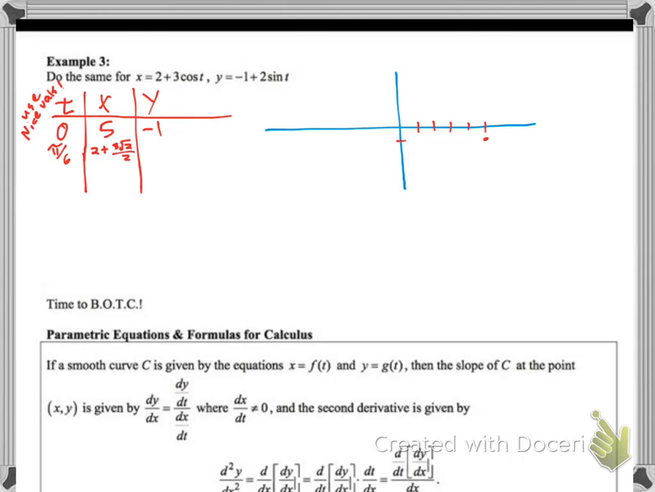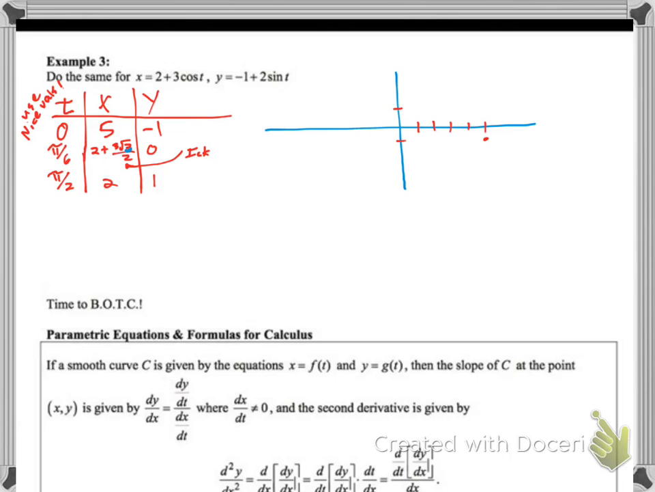Pi over 6, I don't know, try something like that. Not as easy, but if you look carefully, I wrote that in. That's okay. 3 radical 3 over 2. 2 plus 3 radical 3 over 2, and 0 for y. Put in the pi over 6, radical 3 over 2. And for sine, what do you get for sine of pi over 6? That height there is a half, so 2 times a half is 1, negative 1 plus 1. Yeah, that's not too bad.